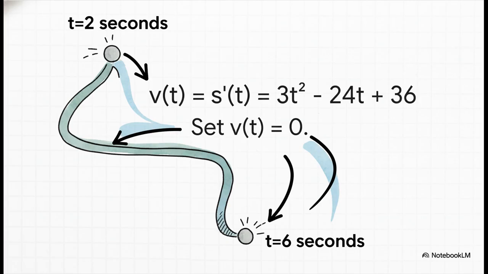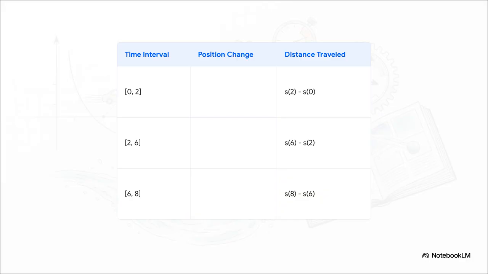Second, to figure out when the particle stops, we just set that velocity function equal to 0 and solve for t. And the math tells us something pretty interesting. This particle actually comes to a complete stop at 2 different moments, at 2 seconds and then again at 6 seconds. Now for part 2 of the problem, and this is a classic spot where derivatives are absolutely essential.